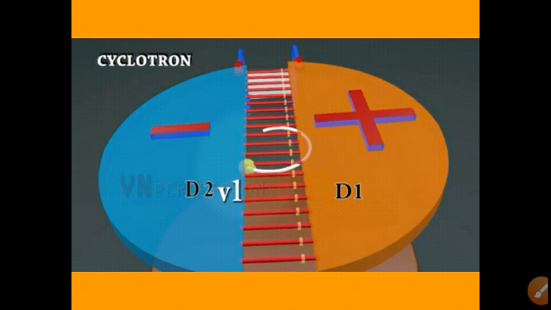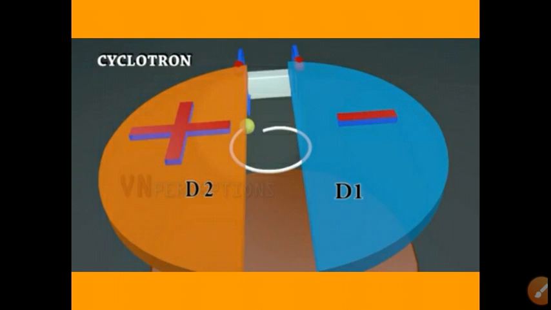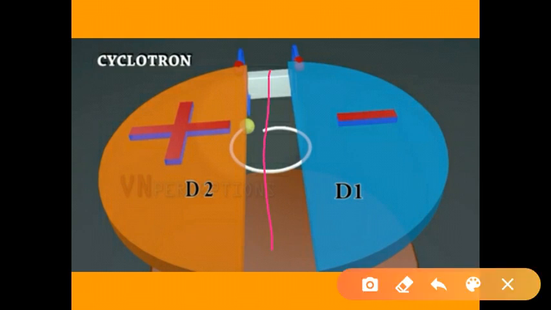But inside the D2, there is no electric field, only perpendicular magnetic field is there. Therefore, the charged particle will follow a circular path like this. And at the moment it reaches this point, the polarity of the D's is changed. Now the D1 is negative and the charged particle is attracted towards D1. To reach D1, it has to travel through the electric field in this region.